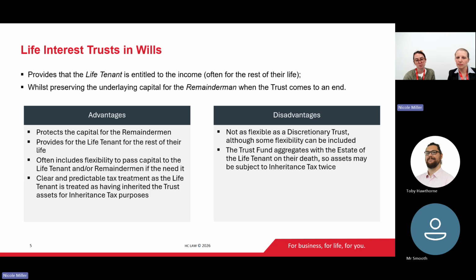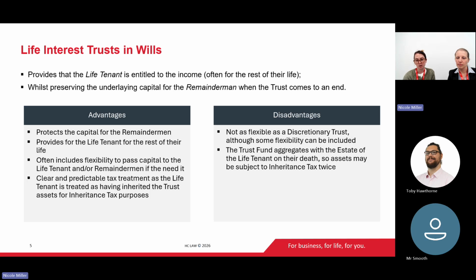Okay, so some of the disadvantages, however, is it's not as flexible as a discretionary trust, which we will also go through. There is some flexibility that can be included, such as advancing funds, and we would always recommend anyone that does a life interest trust do a letter of wishes that sets out exactly what they intended for the trust, but it's just in its nature not as flexible. And also the tax treatment for inheritance tax purposes. So the trust fund itself actually aggregates with the estate of the life tenant on their death.